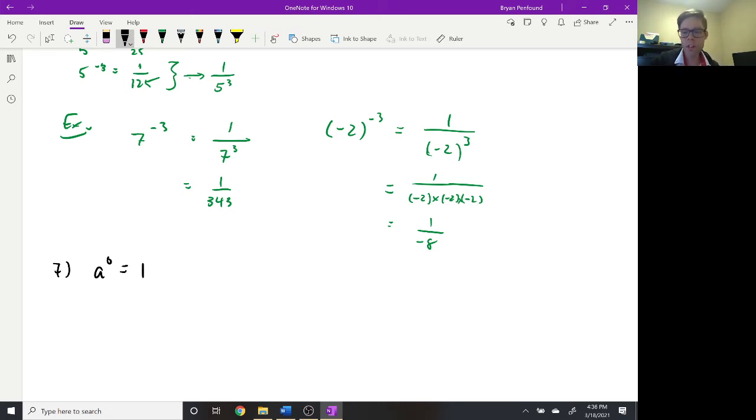So a to the power of 0 is 1, provided that the base is not 0. Now, if a happens to be equal to 0, 0 to the 0 is technically an indeterminate kind of statement.